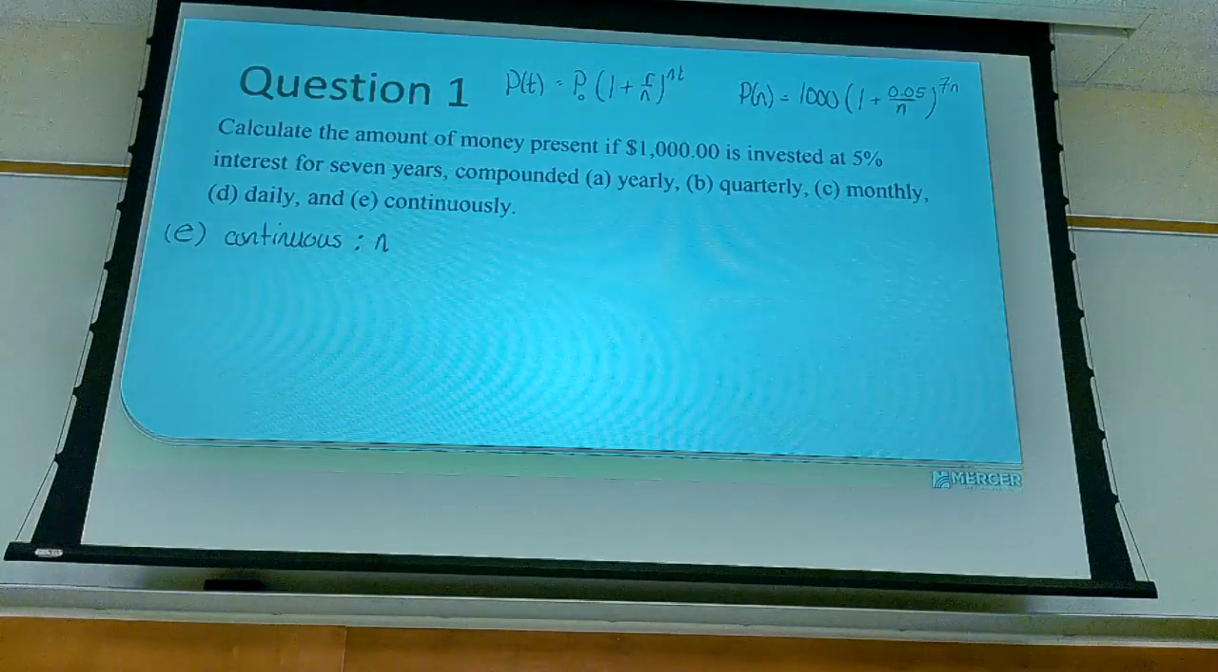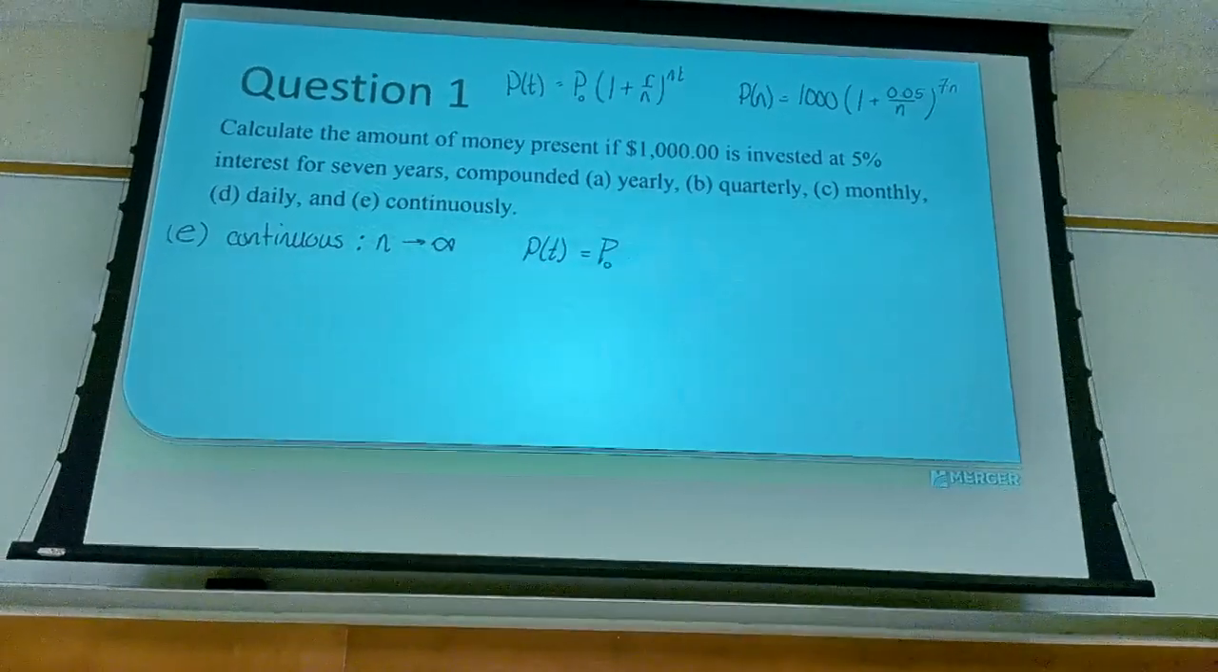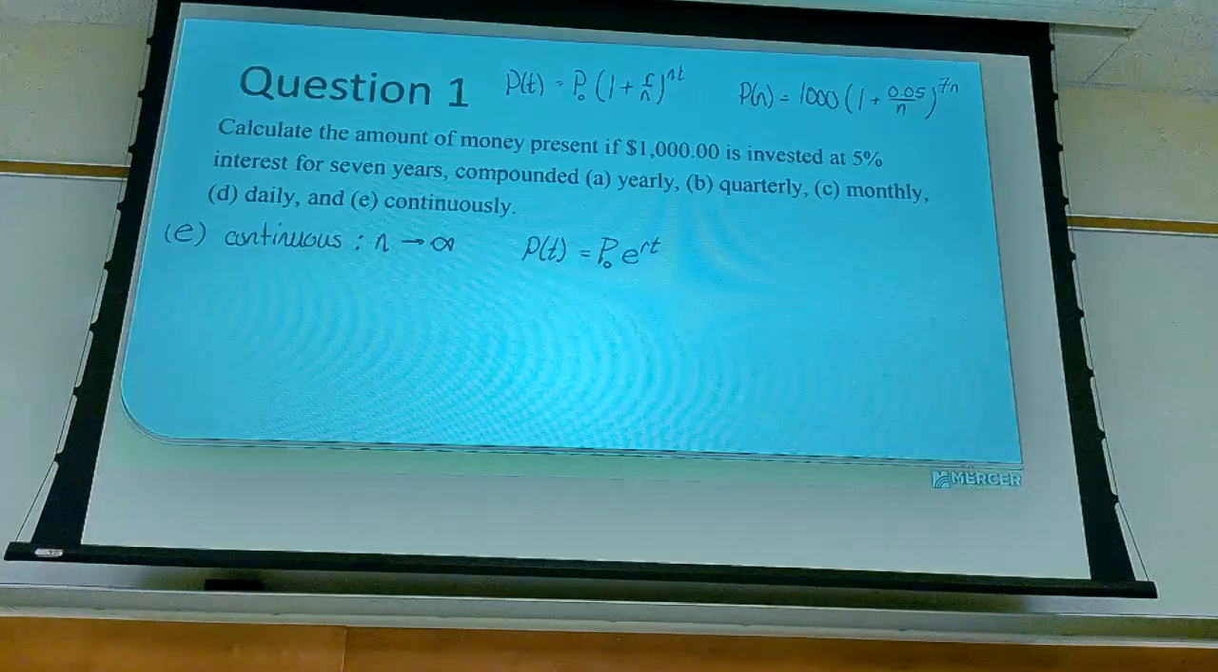For continuous, what's N? N approaches infinity for continuous. Again, I'm not going to go through all the calculus. For continuous compounding, that's the model: P naught e to the RT. That's what I need, continuous compound for my investment. Theoretically, that's what the stock market is.